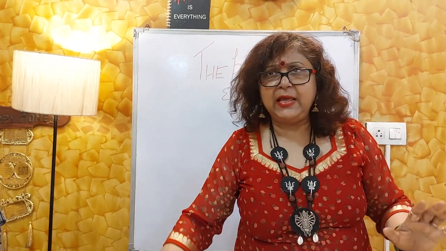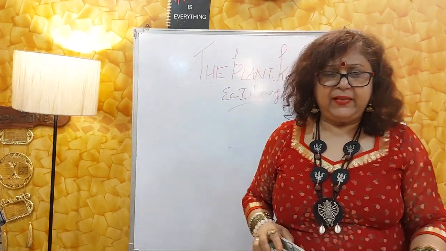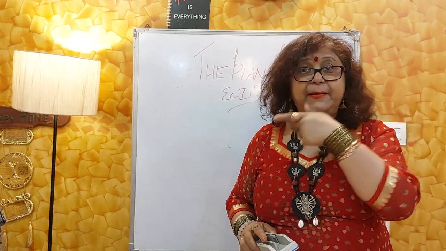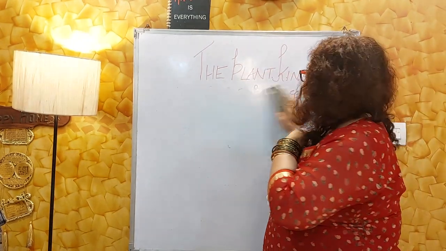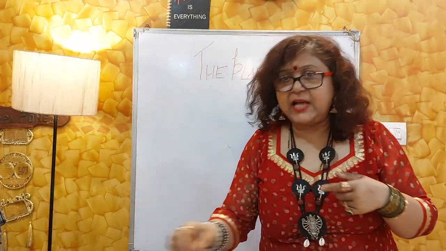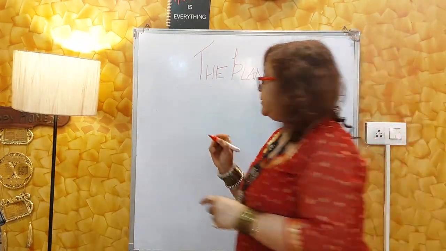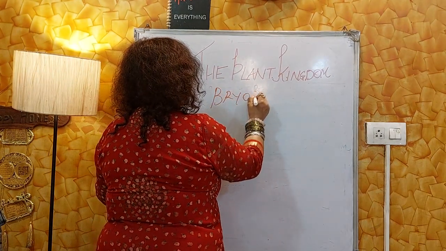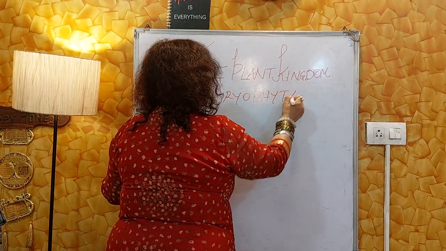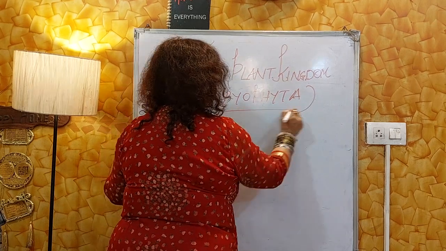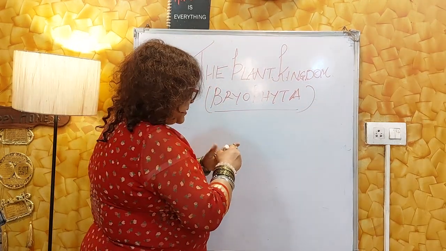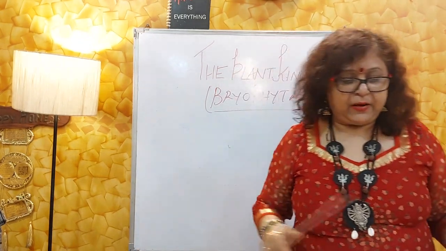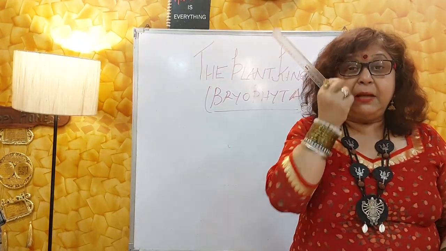Now, I think I have finished with algae, and with that I also told you the basic classification system and the 3 types of taxonomies. So now we come to the next group and the last part of my video, that is the Bryophyta. Some of you must know this Bryophyta. They are also known as the plant amphibians.